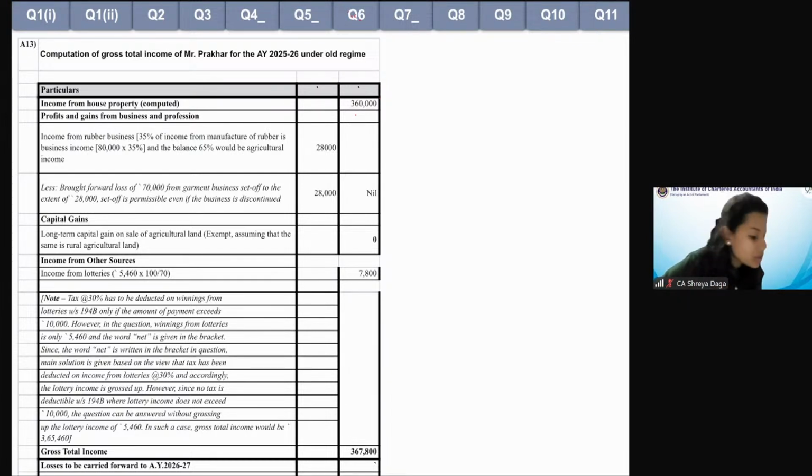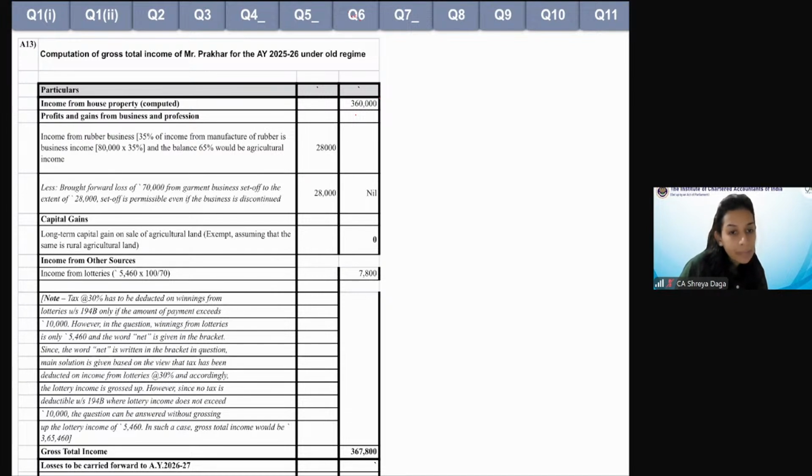Income from rubber business, just take 35% of 80,000, which is 28,000. Then you have a brought forward loss. Please use it to the extent of 28,000 and the balance, that means 70,000 minus 28,000, will be carried forward.